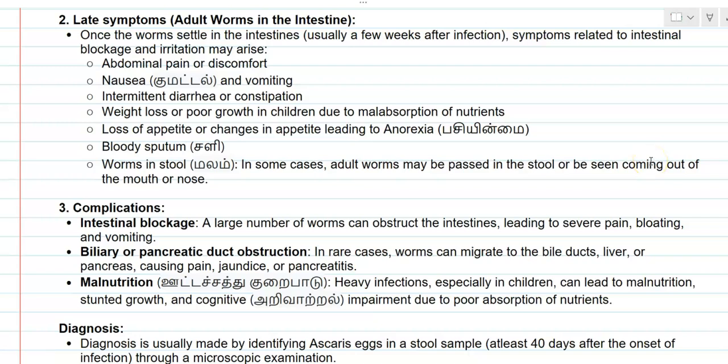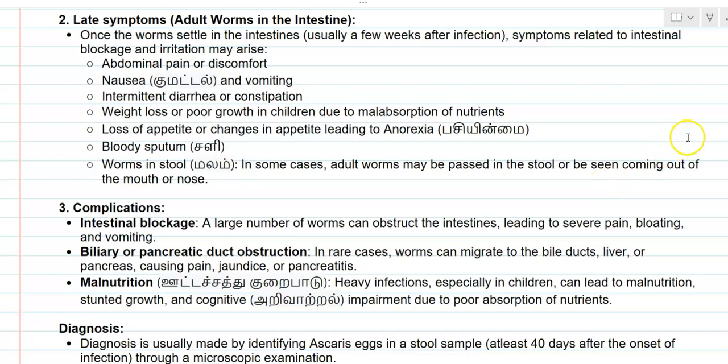Sometimes the next stage, that is biliary or pancreatic duct obstruction, could be possible with these worms also. In rare cases, the worms can migrate to the bile ducts, liver or pancreas. It can cause pain and lead to jaundice or pancreatitis.